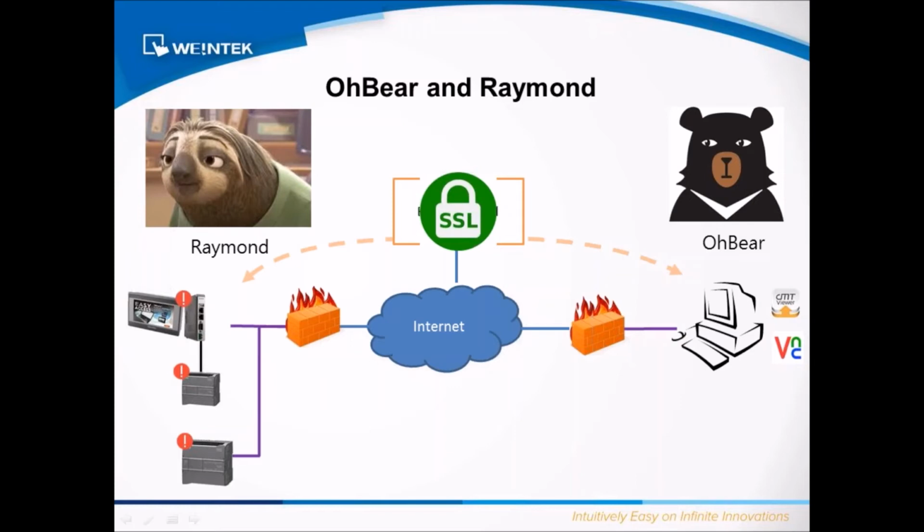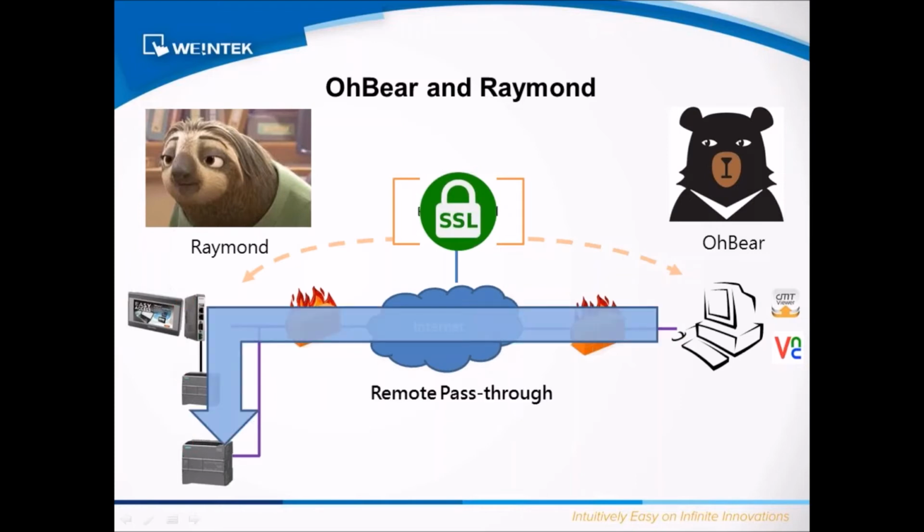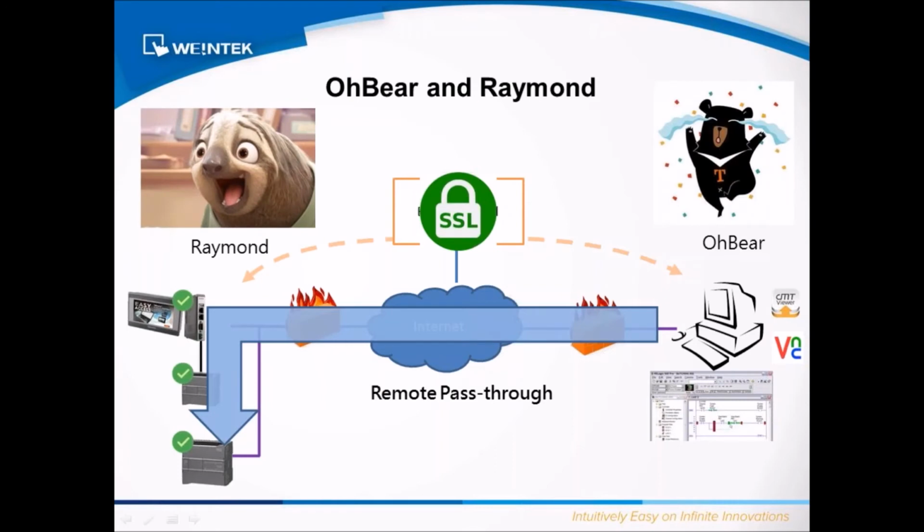And maybe the operator finds out that the problem lies in the PLC, one of the PLCs. What can he do now? He can do a remote pass-through to connect directly to the PLC. He can run the PLC's original factory program and use the pass-through to reprogram, or find other ways to fix the PLC that's on Raymond's side. And that's a typical usage case of using our Easy Access 2.0.